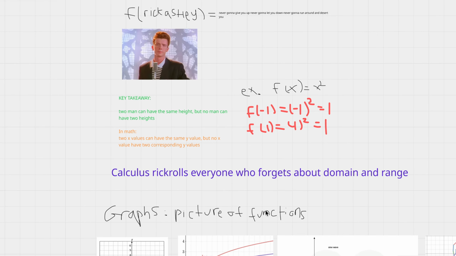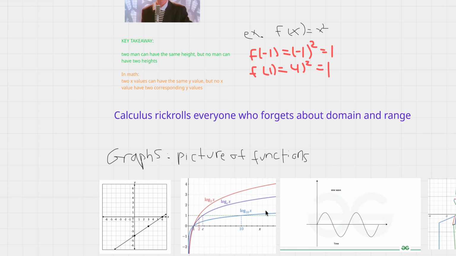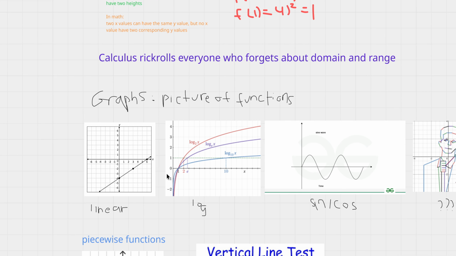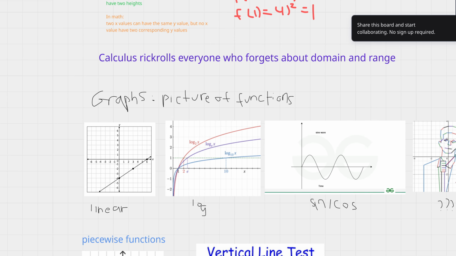Next we have graphs. Graphs are basically the picture of the functions. I really want to talk about graphs because in calculus, for derivatives, we're solving for the slope, and for integrals, we're solving for the area under the graph. So it's very important to understand what the graph looks like.